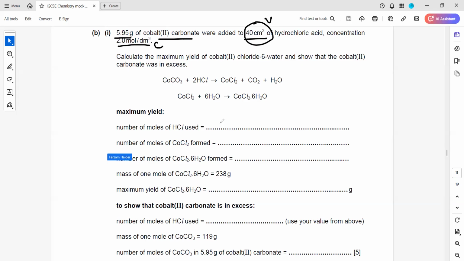So number of moles of HCl: moles is concentration times the volume. What is the concentration? It is 2. And what about the volume? It is in cm cube, 40 cm cube. How to convert into dm cube? Divide by 1000. So 40, how much?